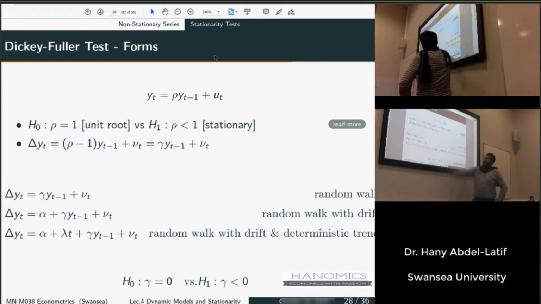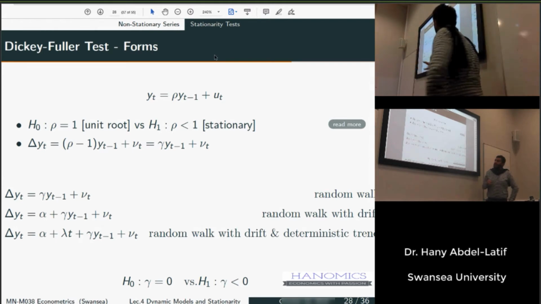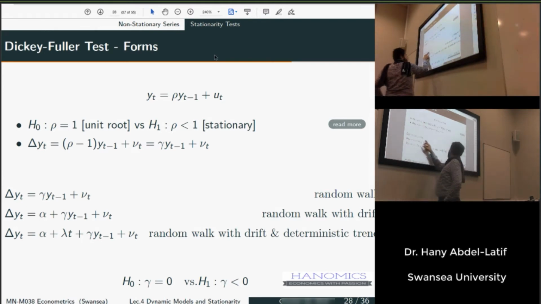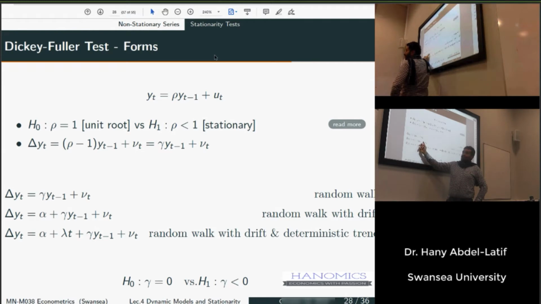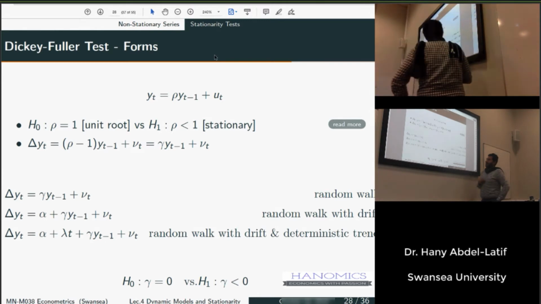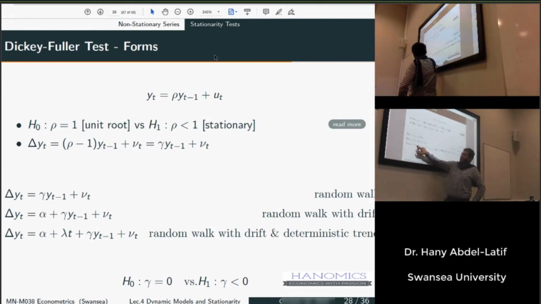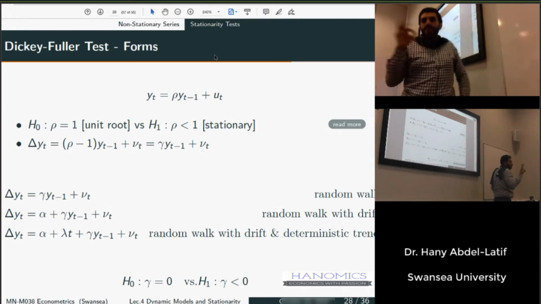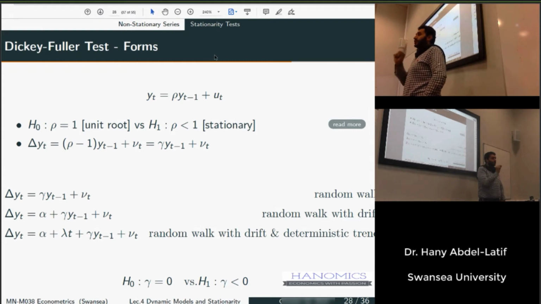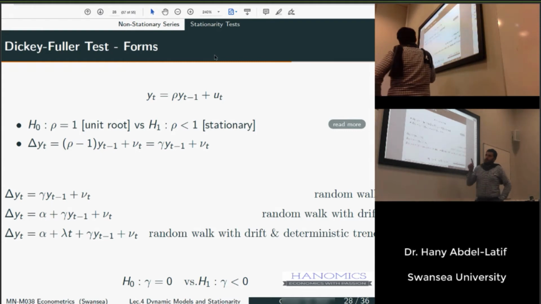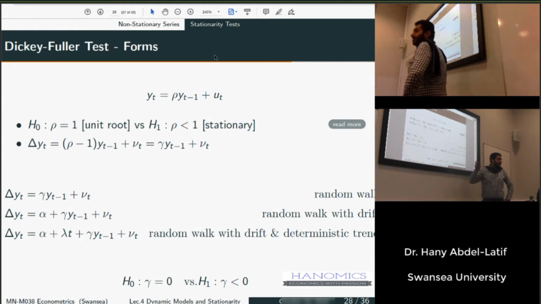In this case, you have 3 forms of the test. The first one, which we call the random walk form. The second one is a random walk with drift. You have this alpha. And the other one, you have it with a deterministic trend. So you still have the drift, with alpha and with t. t here is the trend. So you have 3 forms of the test. And when you run the test, you need to specify which form you're looking at. The only difference is the critical value, because they all have the same null hypothesis and the same alternative hypothesis.